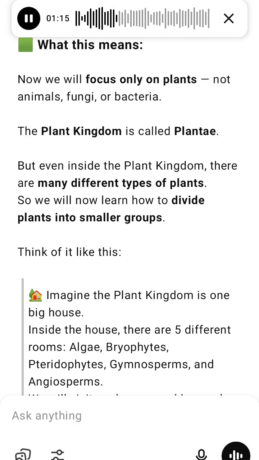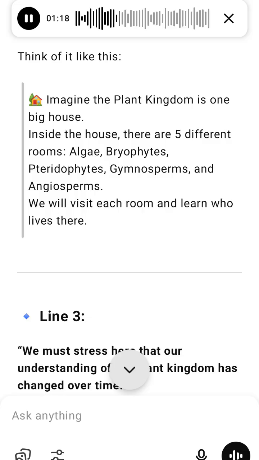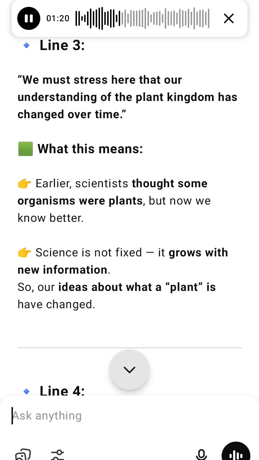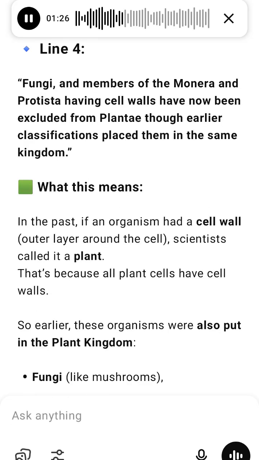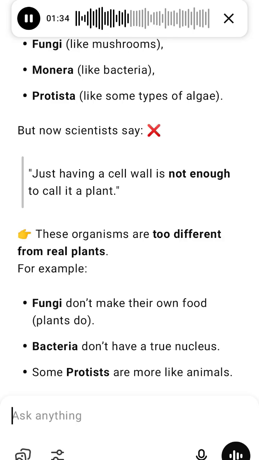But now scientists understand more about how living things work. They found that fungi do not make their own food like plants. Cyanobacteria are actually bacteria, not plants. Protists are very different from true plants. So now, these organisms are removed from the plant kingdom.